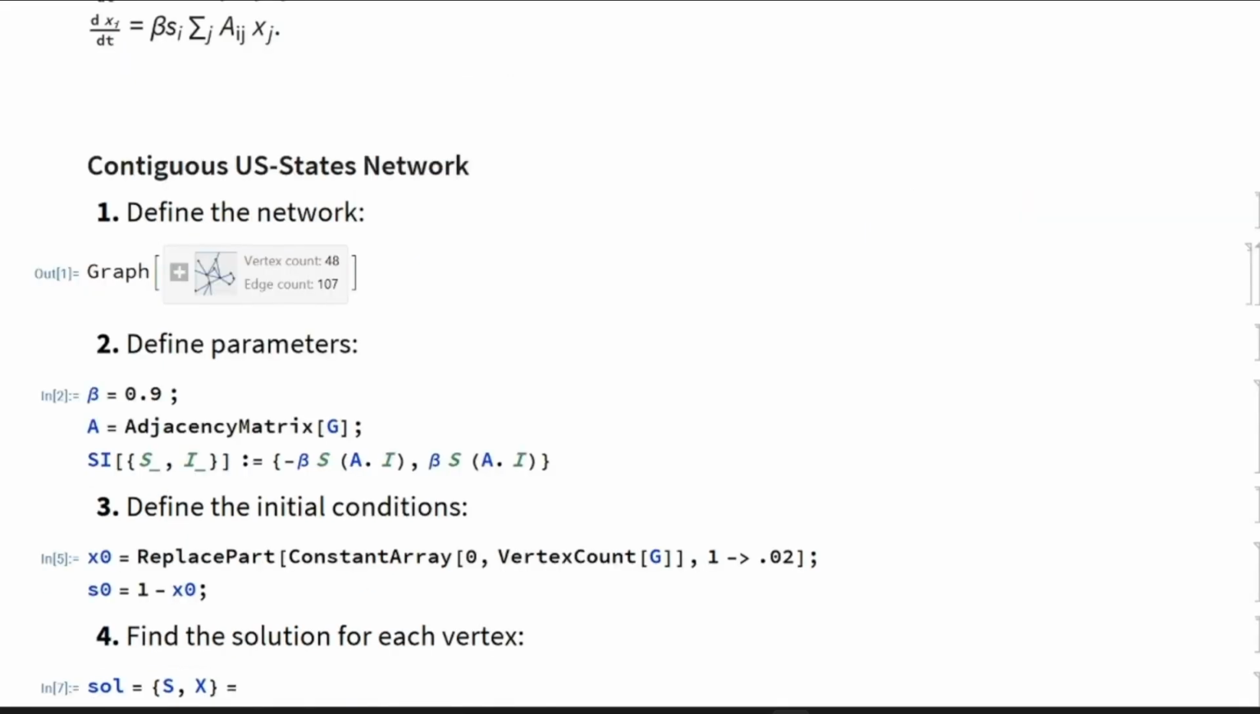So if we try to run the simulation of a disease that follows the SI epidemic model, like on the US state continuous network, where the vertices are the states and the edges represent the adjacency between these states.